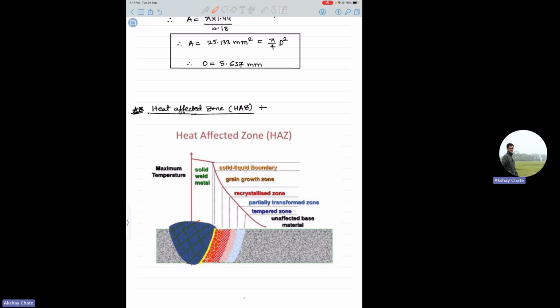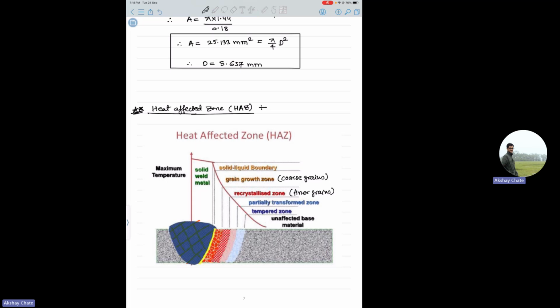Then you'll have this grain growth zone where you'll have coarse grains. Okay, because this part remains hotter for a lot more time than the other parts. Here you'll have the crystallization zone and you'll have finer grains here. Okay, so as you go away from the welded metal area, your grain size typically goes down.